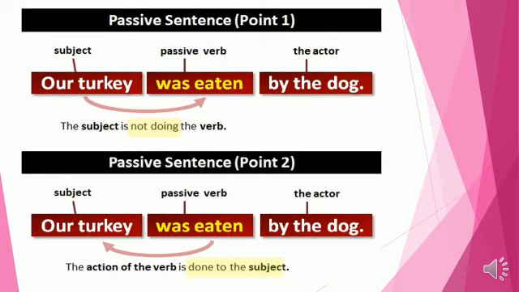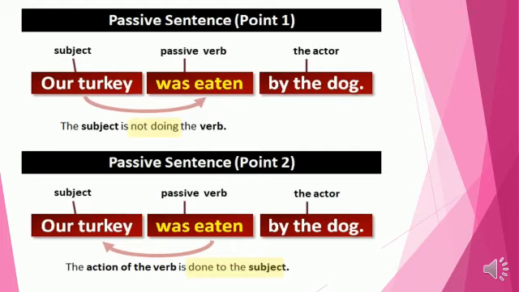Our turkey was eaten by the dog. This is a different sentence because this is passive. Okay, why? It is passive because it starts with the object. Our turkey. Our turkey was eaten by the dog. So, what is the original sentence of this? What is the active voice of this sentence? Who can tell me? Okay.